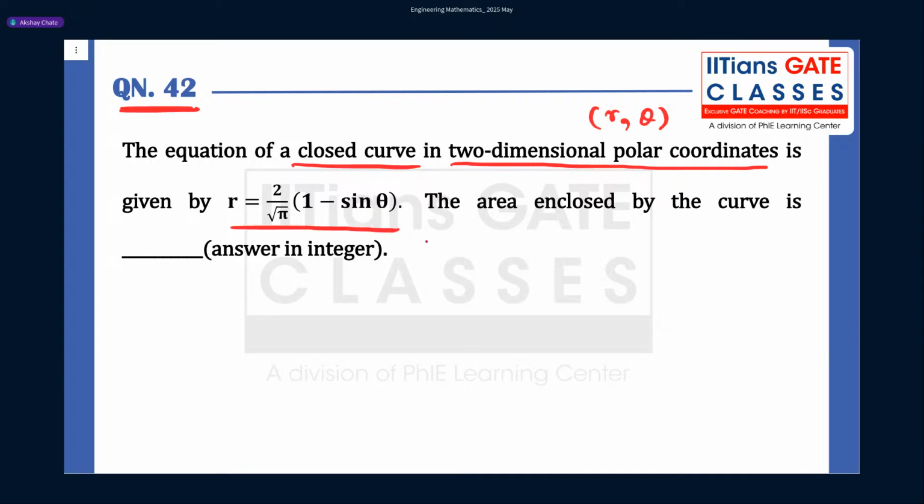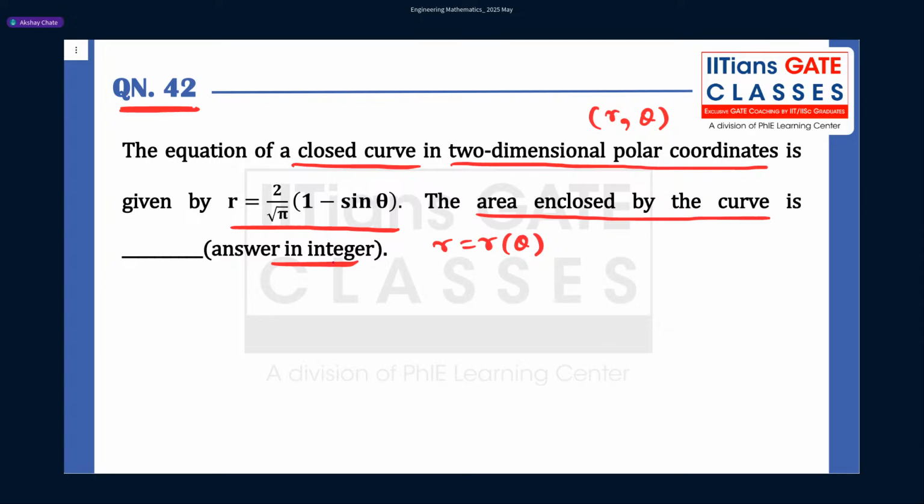Okay. So r theta coordinate system is basically given, and they have given you r as a function of theta. So here your r is function of theta. Okay, and the function is 2 by root pi into 1 minus sine theta. You need to find the area enclosed by the curve, and you need to give the answer in integer. Okay, so this much information is given.